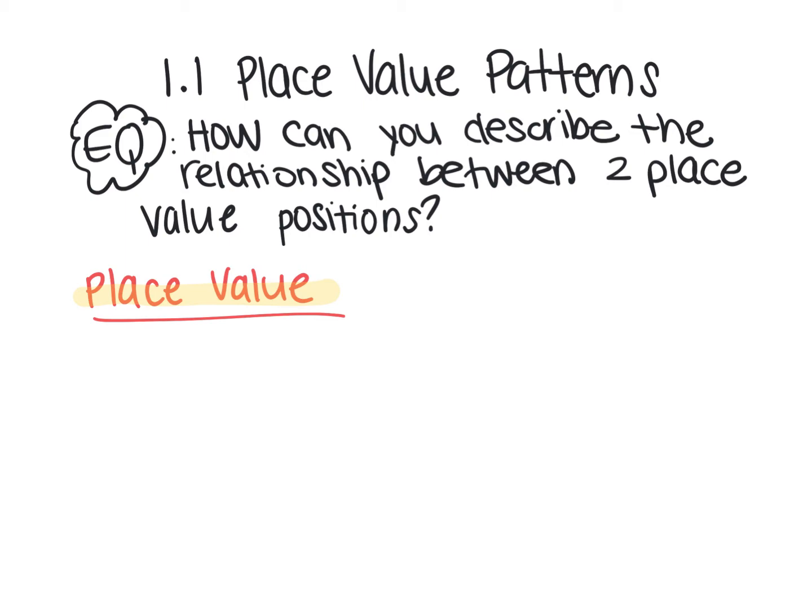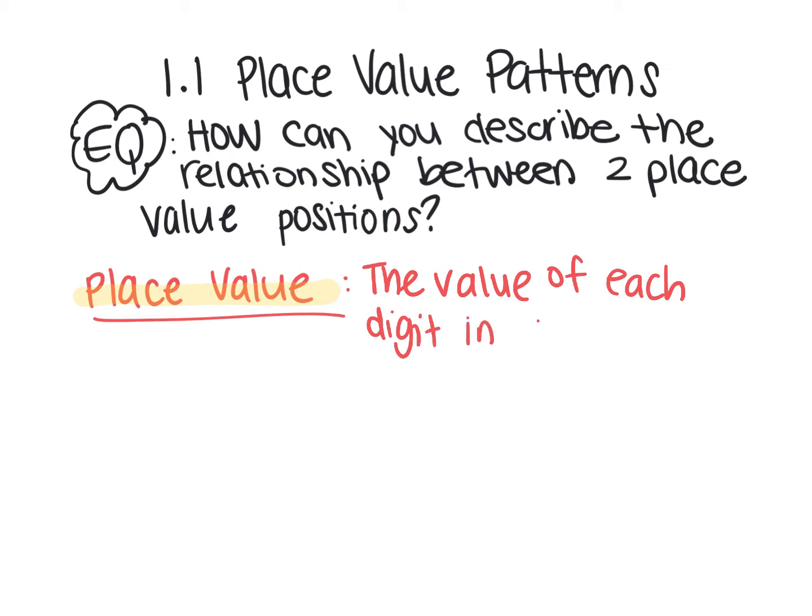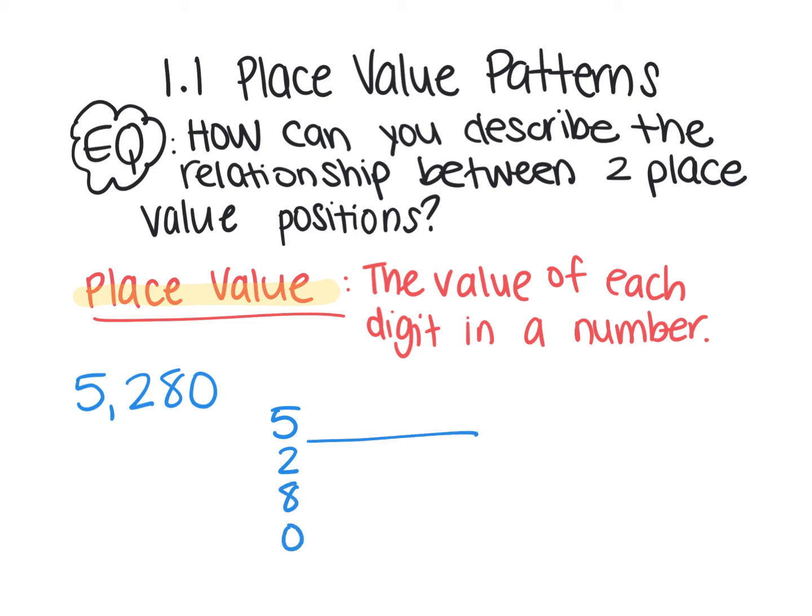Place value is the value of each digit in a number. So, for example, if I had the number 5,280, I want to find the value of the 5, the 2, the 8, and the 0. So I'm going to set my notes up just like this.